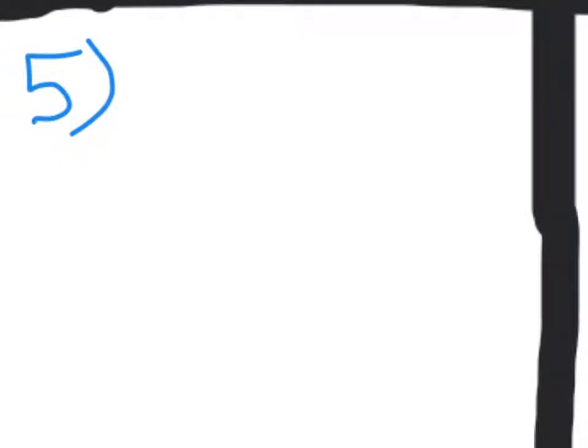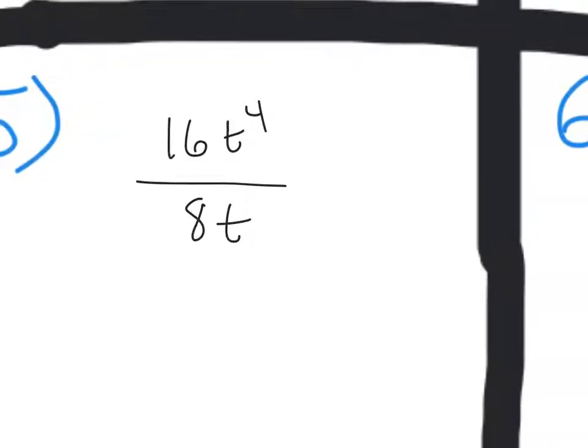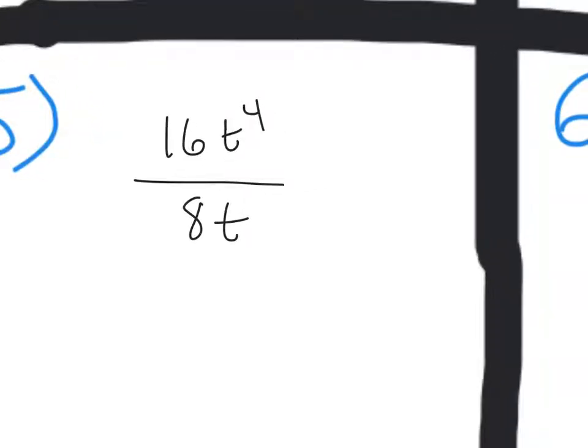Okay, we've got 16 t to the 4th over 8t. What I like to do here first is actually just divide like normal, right? You've got 16 here and 8 here. Just divide that like normal. It's just going to be 2, right? 16 divided by 8 makes 2.